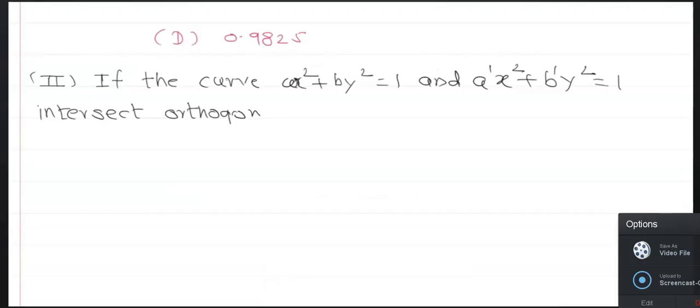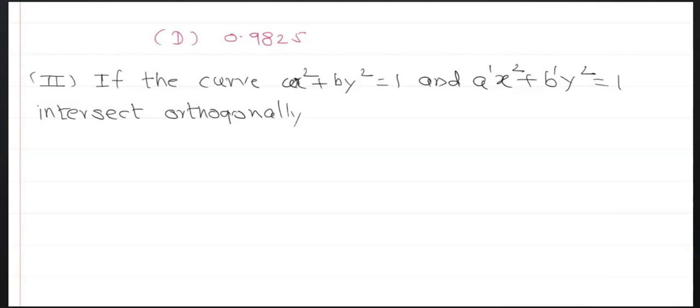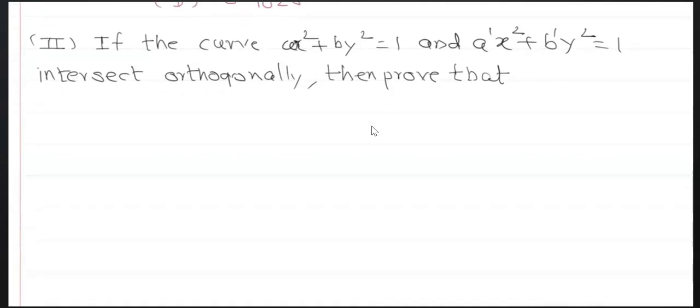Now see this here. The curves ax² + by² = 1 and a'x² + b'y² = 1 intersect orthogonally, meaning the tangents drawn to the curves are perpendicular to each other. Then prove that 1/a − 1/b = 1/a' − 1/b'.